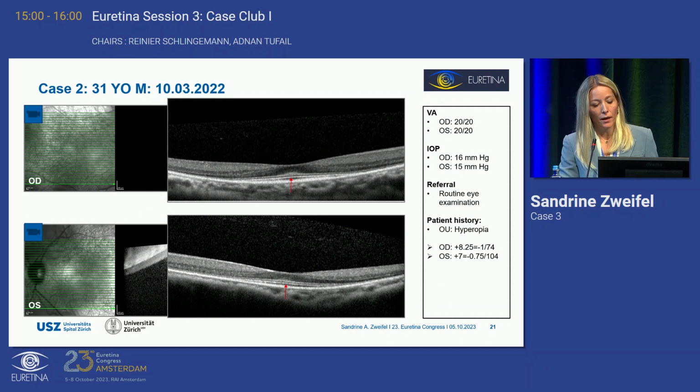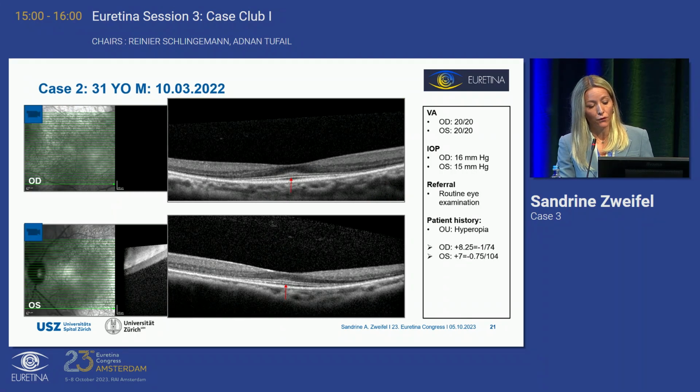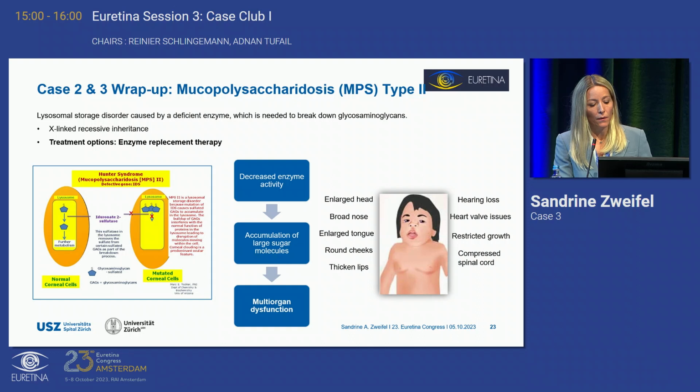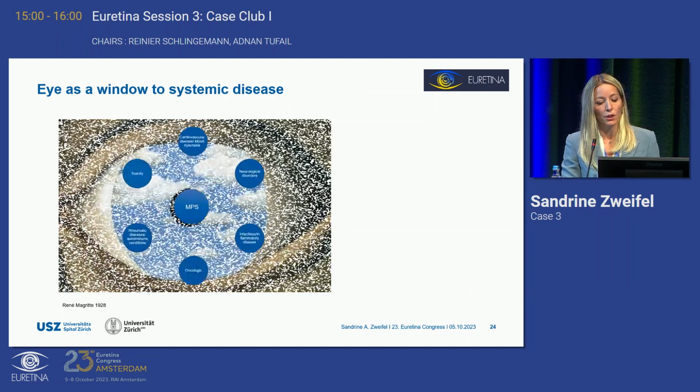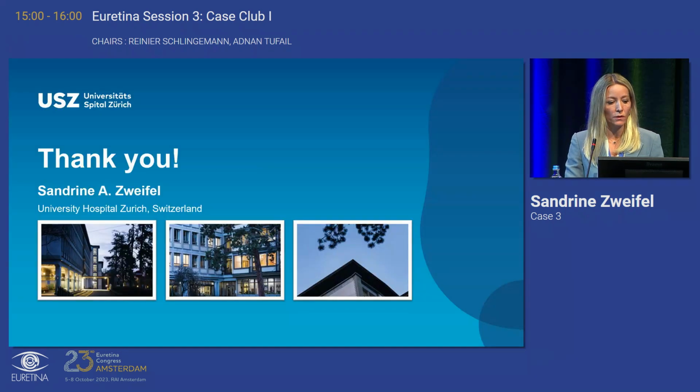This is actually a case of an MPS type 3. It's a Hunter syndrome. But again, you see this foveal deposition. No one clearly knows what the etiology of this deposition is. Are these, for example, not well resorbed photoreceptors? Are these really just glycosaminoglycans? Is the deposition intra or extracellular? So there are many questions which need to be solved.